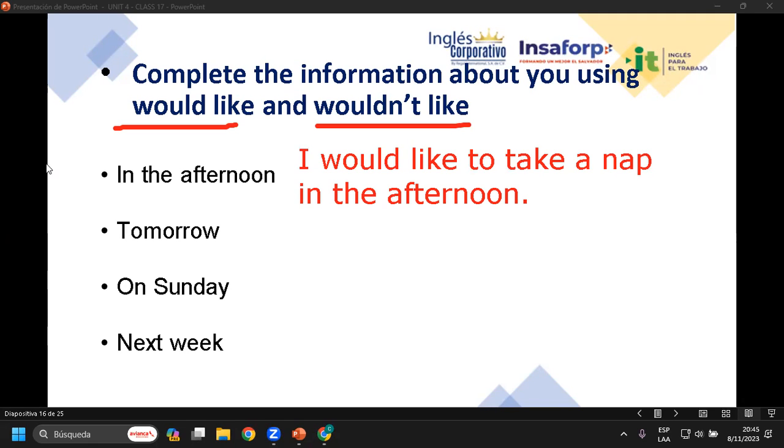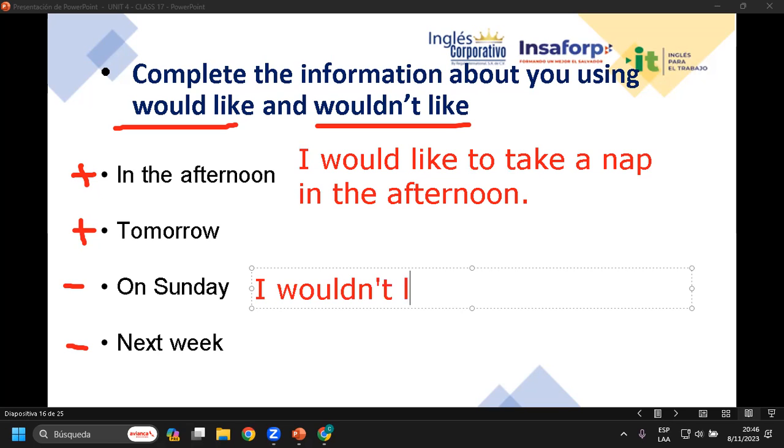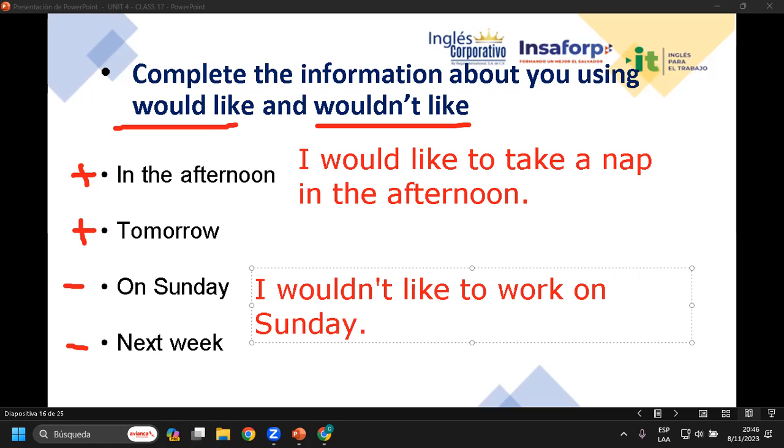En este caso, everybody, tienen que hacer dos oraciones en afirmativo y dos en negativo. Por ejemplo, in the afternoon, pueden utilizar affirmative. Para tomorrow, pueden utilizar affirmative. Y para Sunday, en next week, utilicemos oraciones en negative. Por ejemplo, ¿qué es algo que no les gustaría hacer on Sunday? Work. Ok, la oración completa. I wouldn't like to work on Sunday. Perfect.